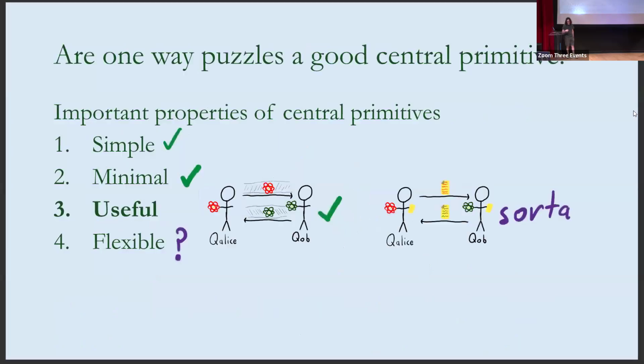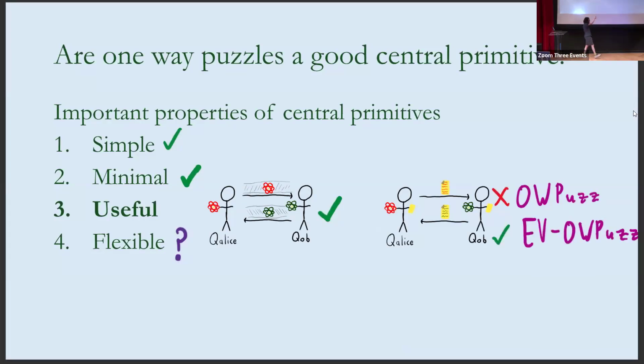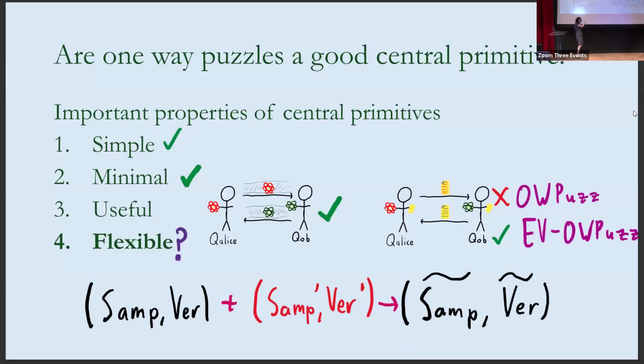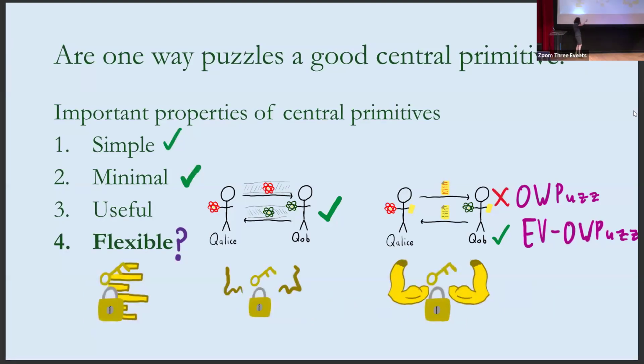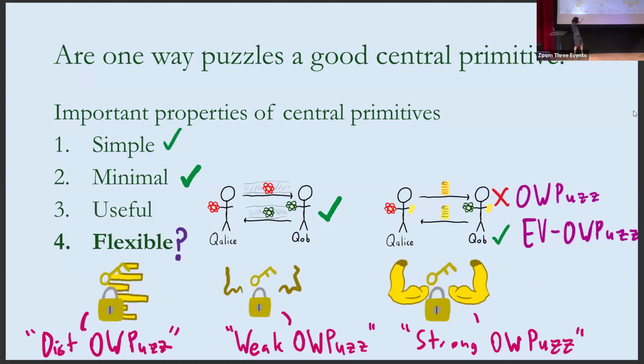Okay. So what does this mean for this question? Why do I say sorta? Well, one-way puzzles are not that useful in the QC setting, but efficiently verifiable one-way puzzles are. Its neighboring cousin are. In terms of flexibility, though, we do manage to build a combiner for one-way puzzles and define several variants of one-way puzzles. So for example, distributional one-way puzzles, weak one-way puzzles, strong one-way puzzles, and show that they are all equivalent.